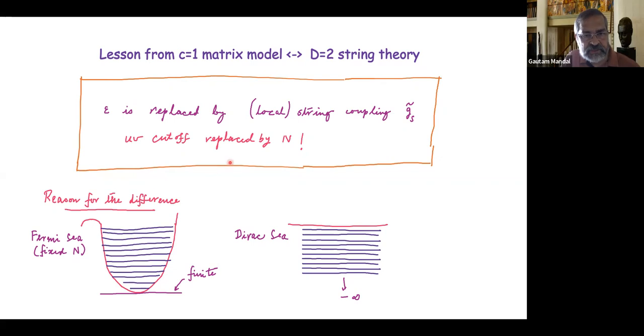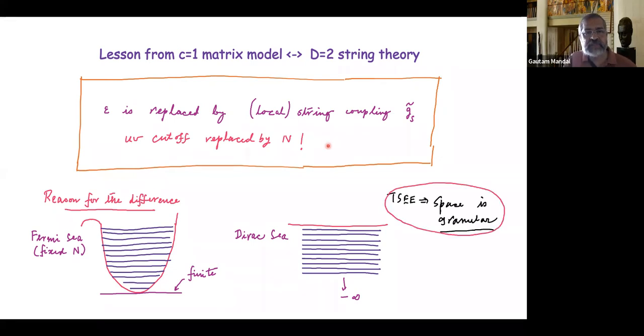This is like a prototype of that calculation. Okay, so once again, this target space entanglement entropy therefore says something like the kind of space that you get here is actually granular. There's a finite grain size, so the UV cutoff is replaced by some n. So for finite n, there is a certain grain size of space.